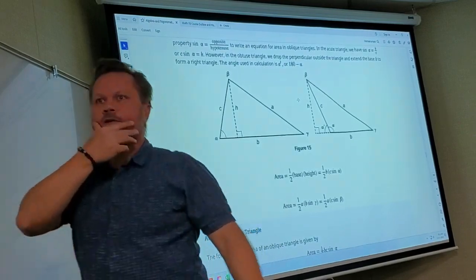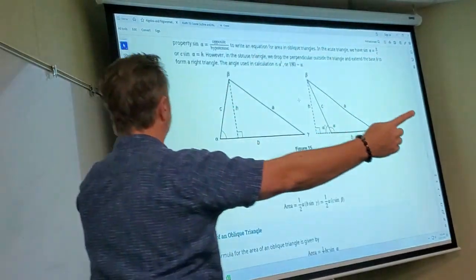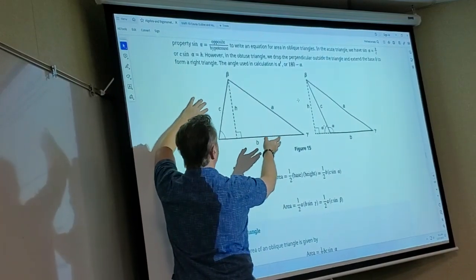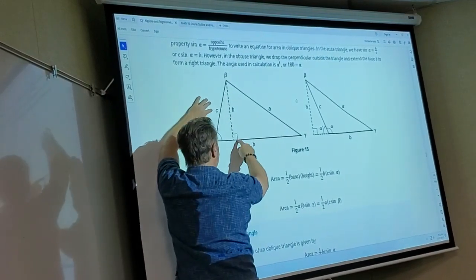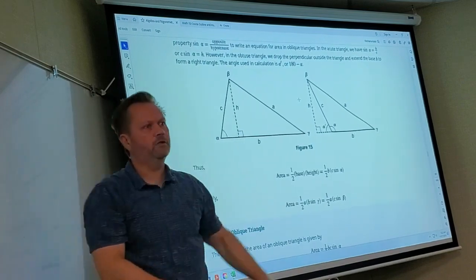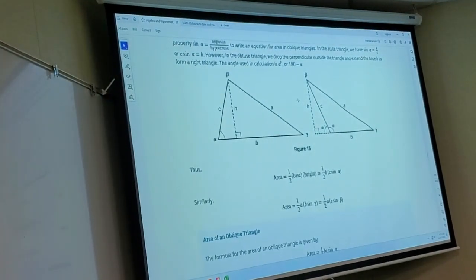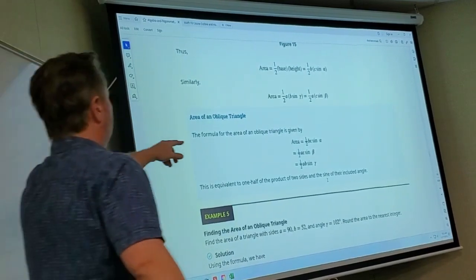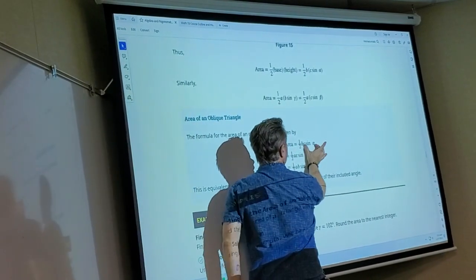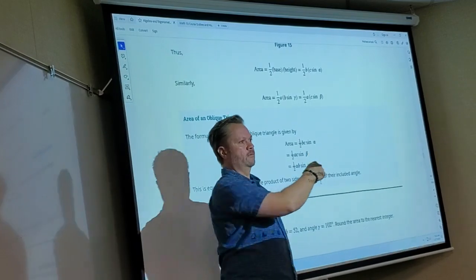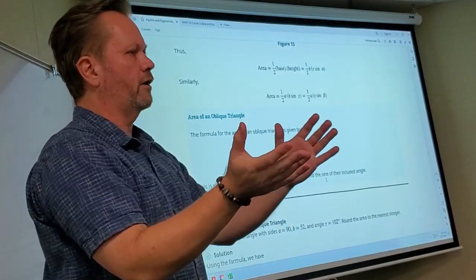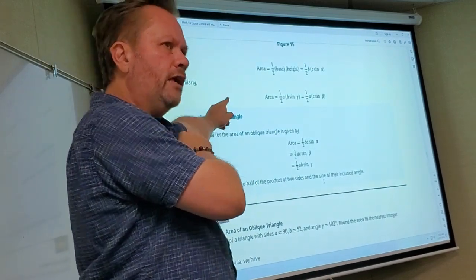And then I would multiply by the base. What's the base? B. So I do 1/2 c sine alpha times the base. Isn't that the formula? 1/2 c sine alpha b. So it's just two steps in one. Instead of taking a moment to figure out the height, you just throw the height work into the formula.